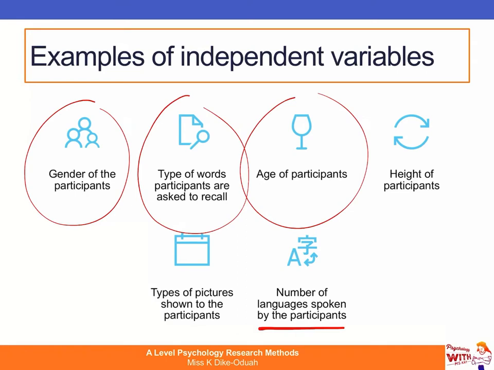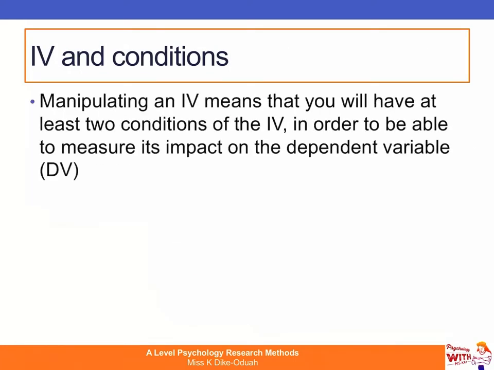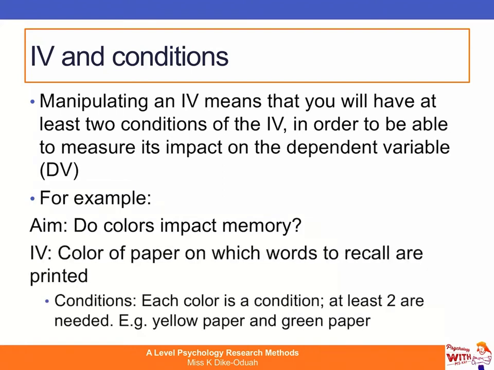The independent variable is the one that you manipulate for the purposes of your research. Within your independent variable, you have to have at least two conditions. And I'm going to use an example to explain that. But the reason you need to have two conditions is in order to be able to measure its impact on the dependent variable, which is the thing that you are measuring. So for example, if you have an aim for your study being, do colours impact memory?